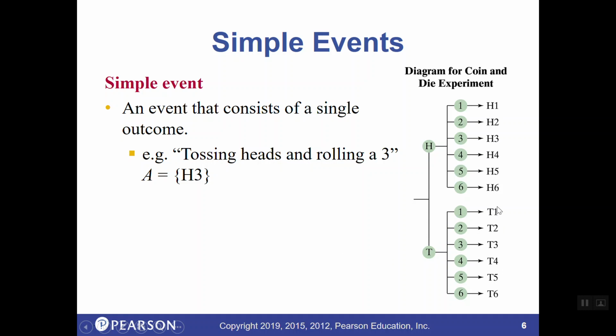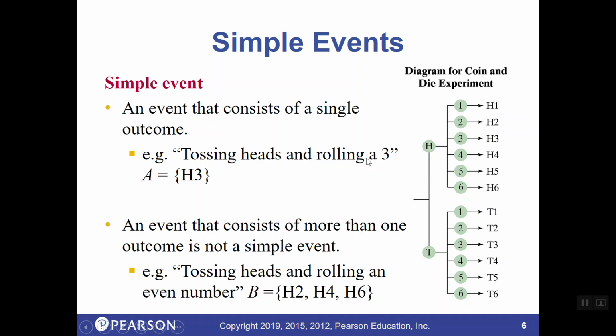So all of these 12 outcomes, each one of them consists of a single event. Each one of them is a single event, but together they're outcomes from the experiment. An event that consists of more than one outcome is not a simple event.